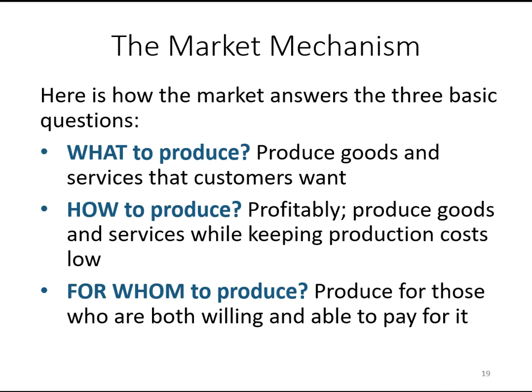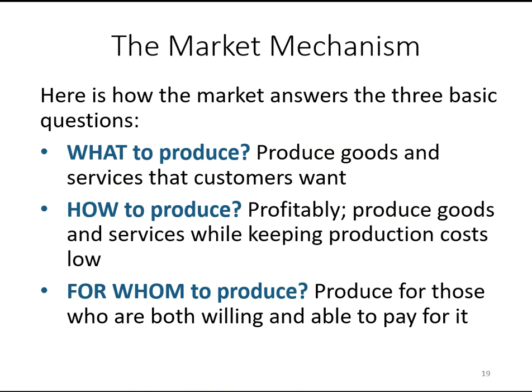So now, to summarize the market mechanism, how they answer the three questions: what, how, and for whom. For the market mechanism, they answer what to produce: produce goods and services that the customer wants. But customer want doesn't mean that's good. For instance, we talk about drugs. The customer wants it, but that doesn't mean it is a good thing to produce.